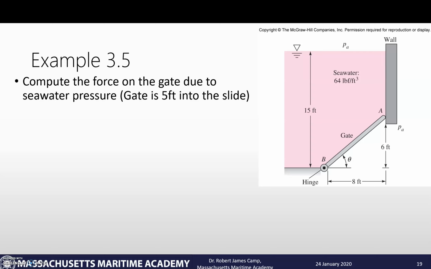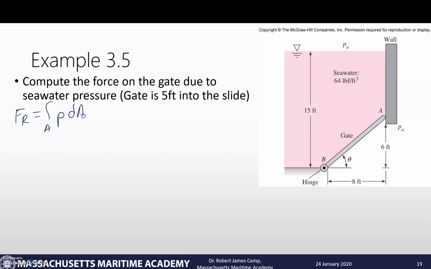Compute the force on a gate due to seawater pressure. The gate is 5 feet into the slide. That means we have a rectangular gate. One thing to note as we look at the gate: all this area right here is atmospheric pressure, so it makes it a little bit easier when we calculate things out. We need to find the resultant force, and then we also have to find out where it's located.